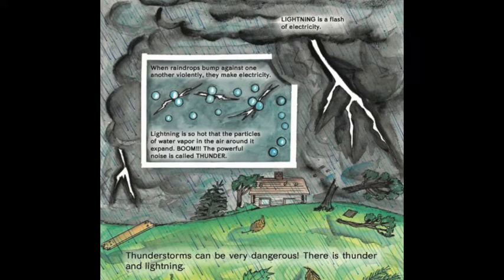Thunderstorms can be very dangerous. There is thunder and lightning. Lightning is a flash of electricity. When raindrops bump against one another violently, they make electricity. Lightning is so hot that the particles of water vapor in the air around it expand. Boom! The powerful noise is called thunder.